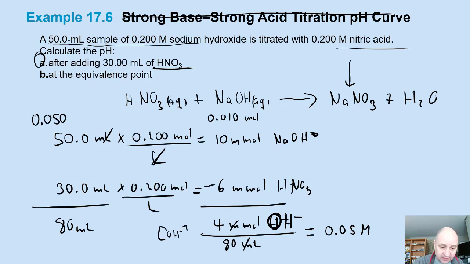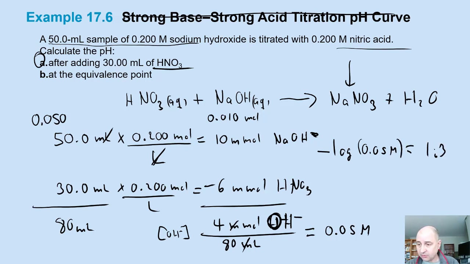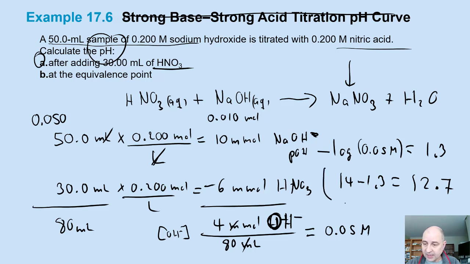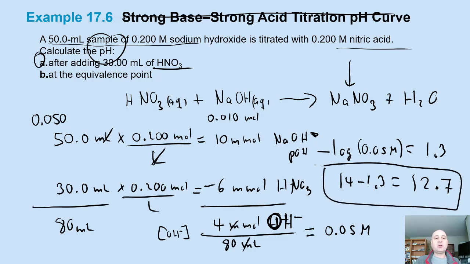So this is our hydroxide concentration, and the negative log of the hydroxide concentration will give me the pOH. So the negative log of 0.05 M equals 1.3. Again, that is the pOH. The question is for the pH here. So we do 14 minus 1.3, which gives me a pH of 12.7. As expected, something larger than 7, because we are not at the end point, we are not neutralized.